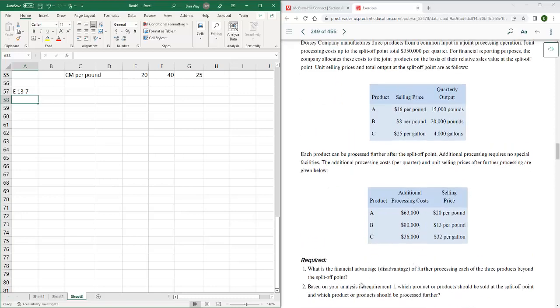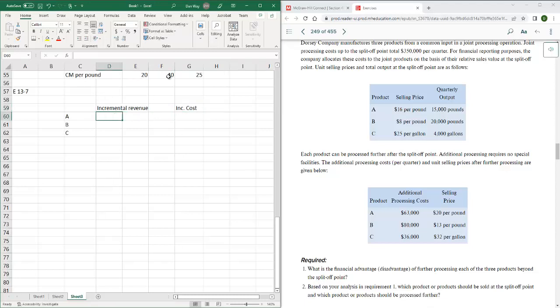So the first requirement said, what's the financial advantage or disadvantage of further processing each of the 3 products beyond the split off point? And then second, which should be sold at split off and which should be processed further? They'll go hand in hand. So this is A, B, and C. Now for us, the decision point becomes, is the incremental revenue associated with doing some additional processing greater than the incremental cost of doing that processing?